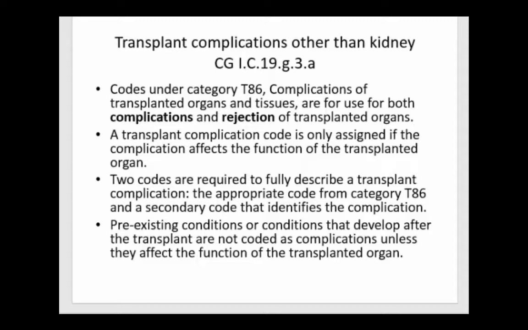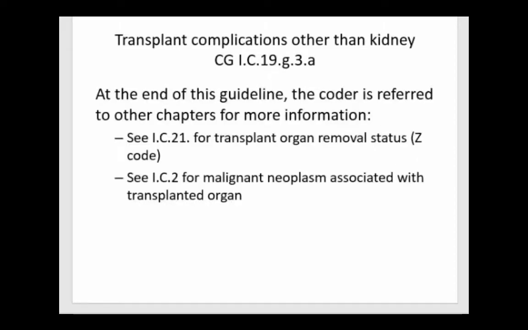Two codes are required to fully describe a transplant complication: the T86 code and a second code that identifies that complication. And any pre-existing conditions that developed after the transplant are not complications unless they now affect that transplanted organ. A lot of words there, so if you're coding a transplant, you're going to have to refer back to those guidelines and review them time and again until you can remember them.